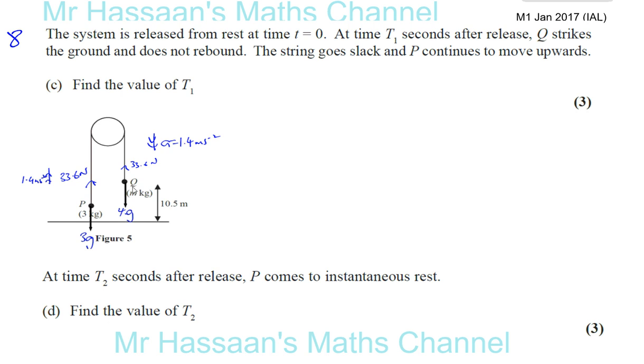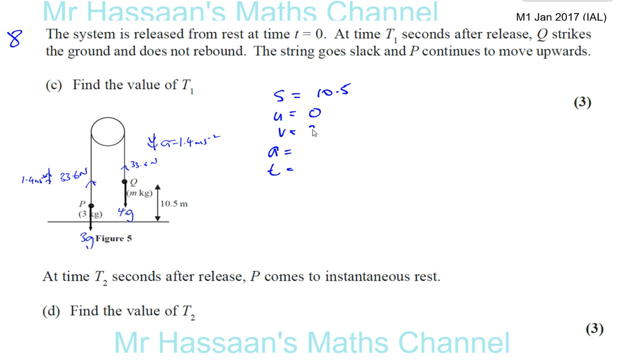We're going to find how long it took for it to reach the ground, and we're going to use SUVAT, as we have this constant acceleration that was there as the string was tight. So we're only dealing with the part before Q hits the ground. In that time, you have a constant acceleration of 1.4 meters per second squared. We know the distance it falls, which is 10.5 meters. We know the initial speed was 0.